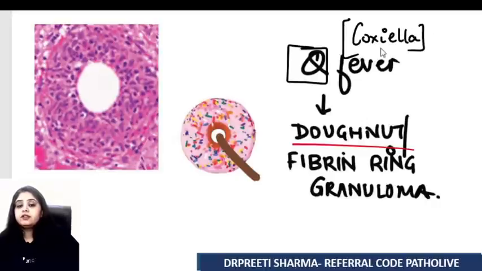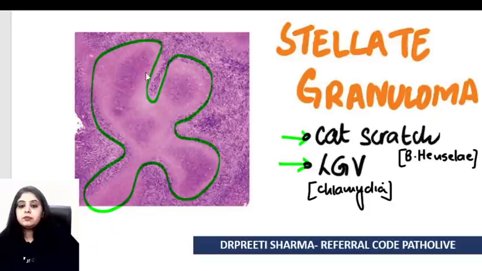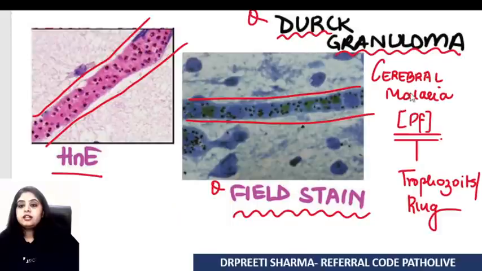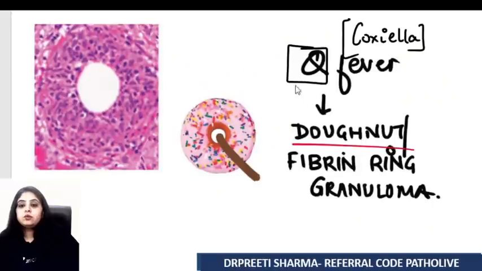So a lot of infections and different granulomas. Let's do a recap. When I have star-shaped, it is cat scratch and LGV. When we have Dirk granuloma, cerebral malaria, it is Plasmodium falciparum. When we have a donut granuloma, it is Q fever.